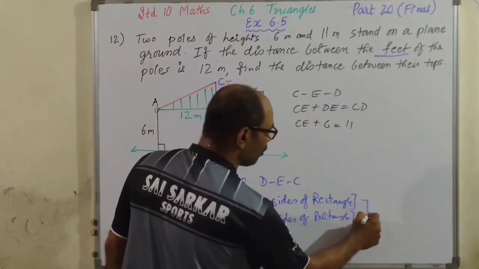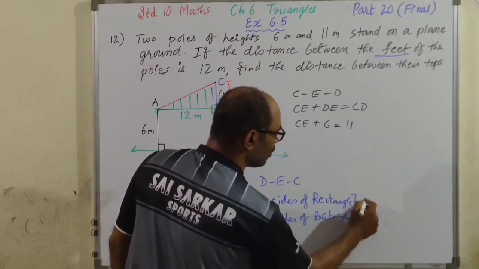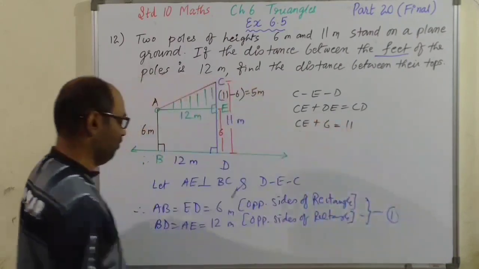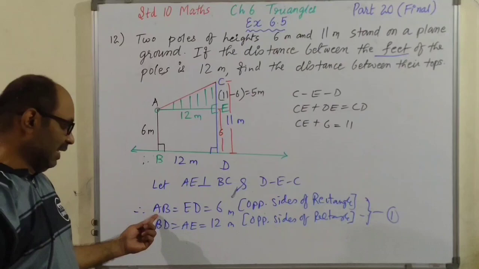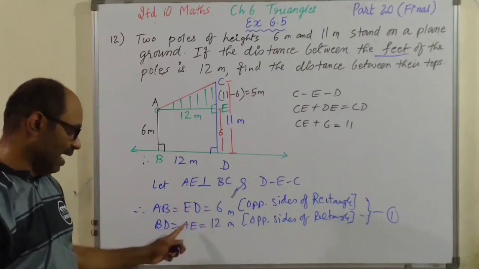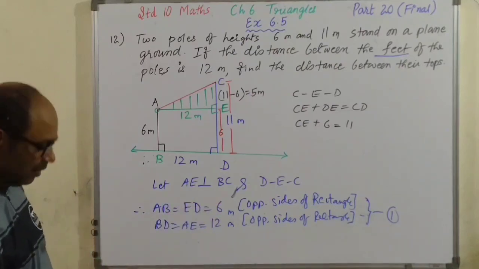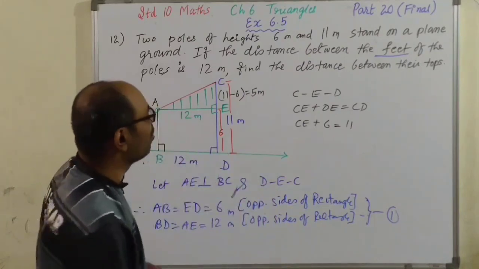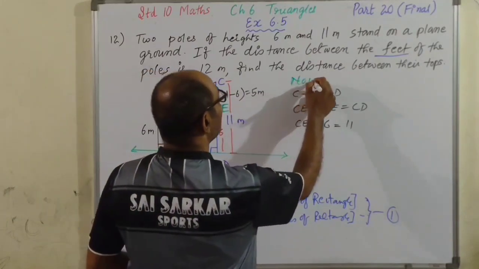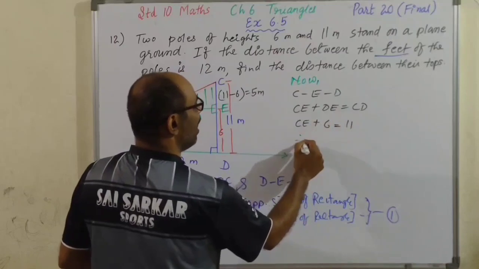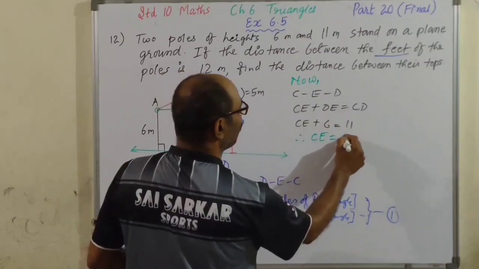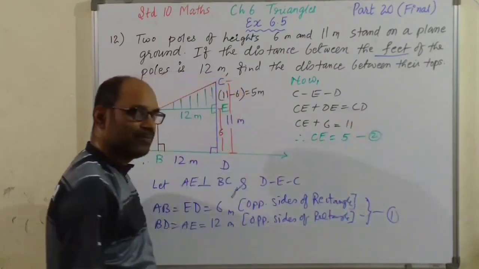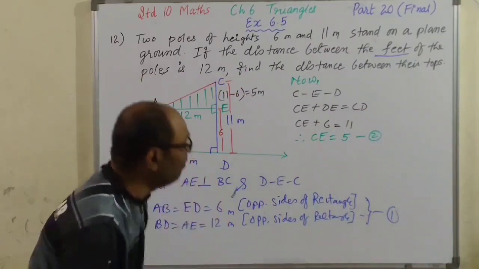These two results I'm calling number 1, from where you get AB 6, ED 6, BD 12, AE 12. Then I will write now, therefore, CE is equal to 5. Result 2. Finished. Done.